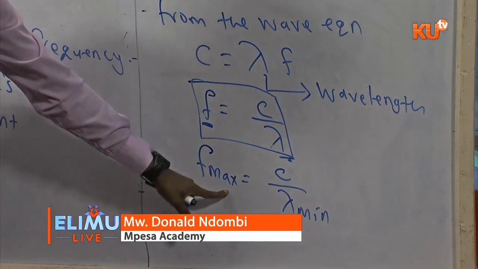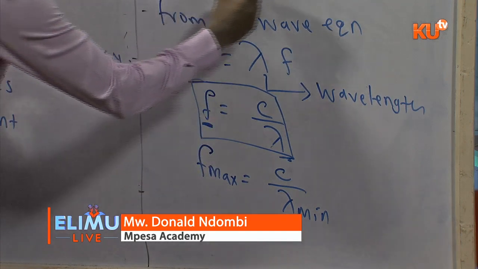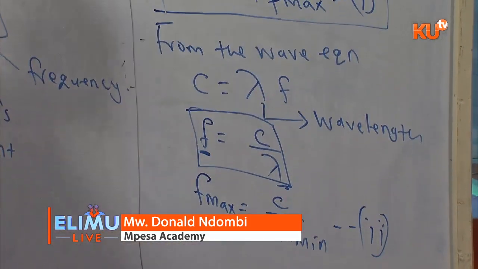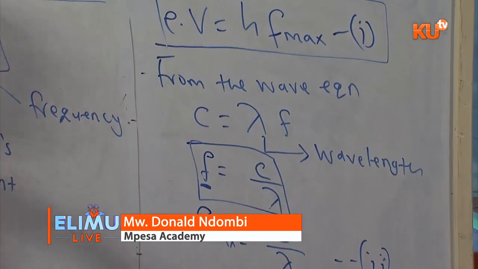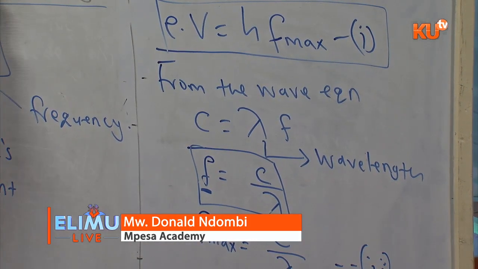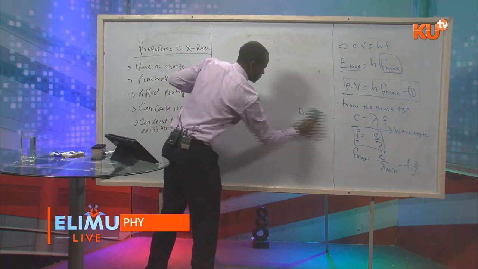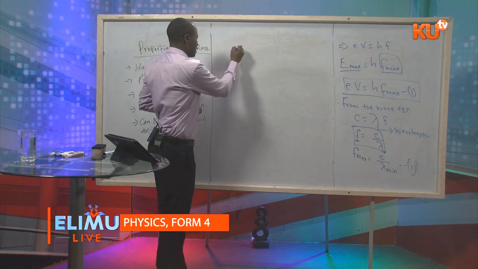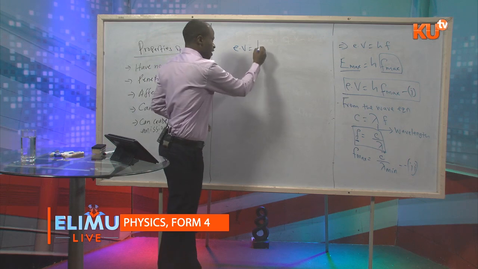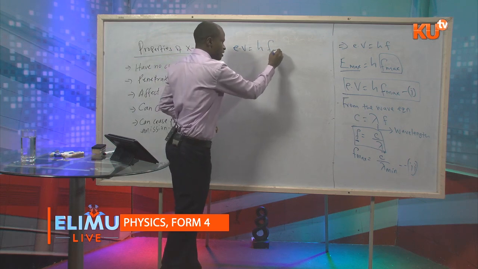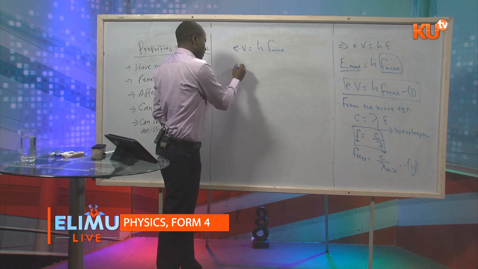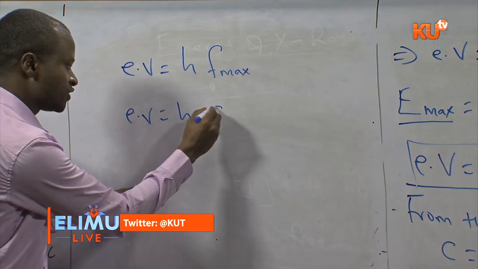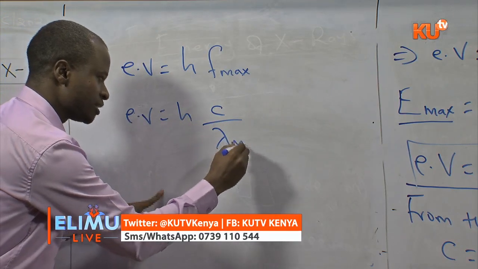So I want to take this back here. I can call this one equation 2. I want to take equation 2 and substitute for F maximum. What would that be? You can try. So if I take from equation 1, EV is equal to H times F maximum. But we are saying EV is equal to H. What is our F maximum from equation 2? Our F maximum is C over lambda, which is minimum.